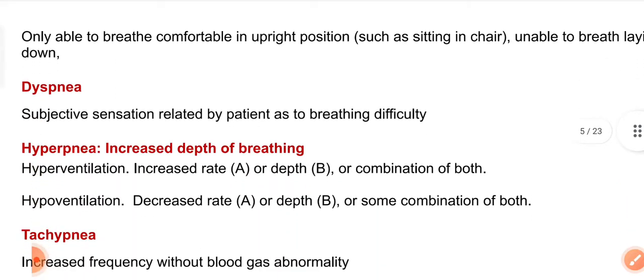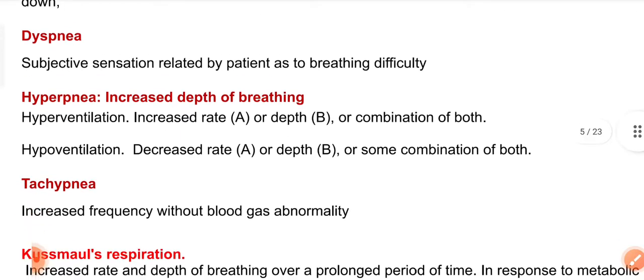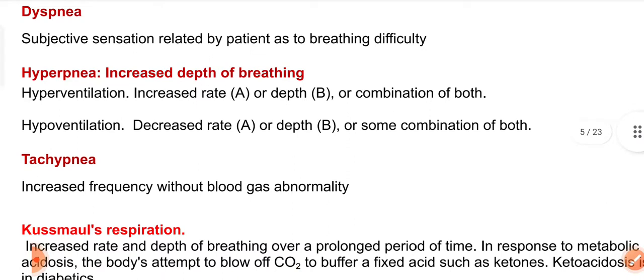And the next one is dyspnea. Dyspnea is nothing but breathing difficulty. It is a subjective sensation reported by the patient as breathing difficulty. That is called dyspnea. The next one is hyperpnea. Hyperpnea is nothing but increased rate of breathing, that is, increased depth and rate of the breathing.